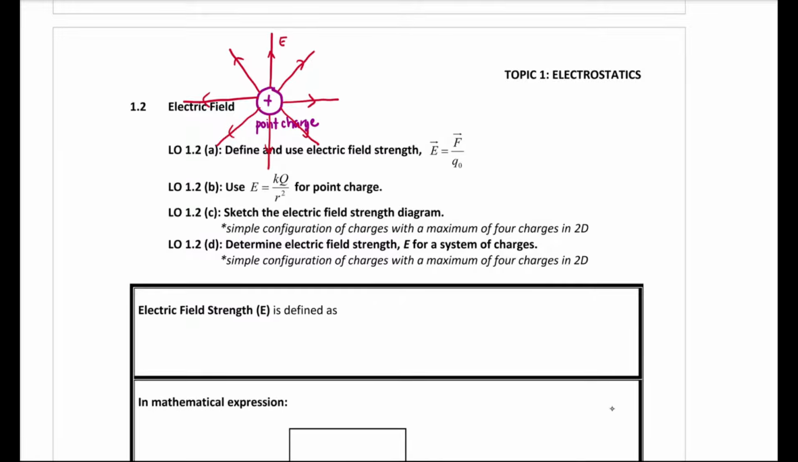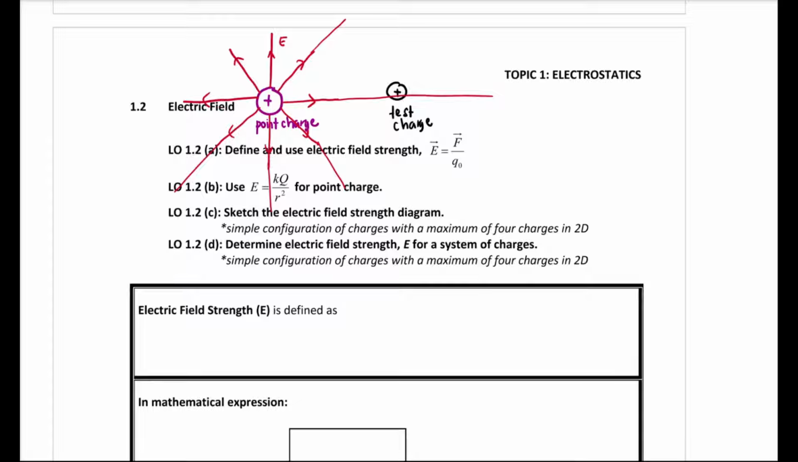Macam tu. Okay, so kalau kita nampak dekat sini, positive test charge ni kita letak Q kecil. This one is q, sorry. So this one should be q, and this is capital Q. Okay, capital Q for point charge, small q for test charge. So here we have two positive charges.